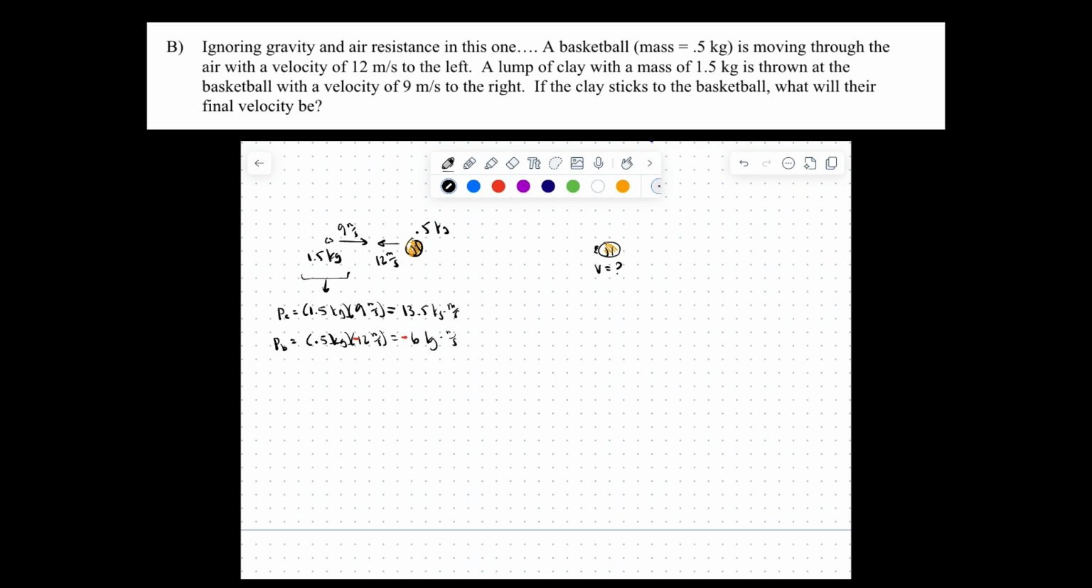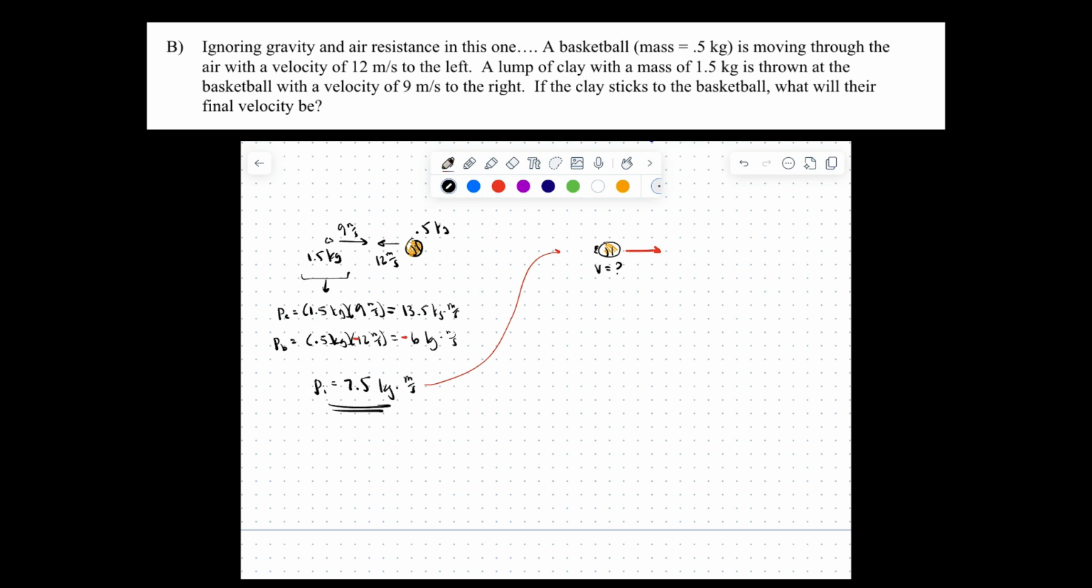So our total momentum initially is going to be those two combined, 13.5 plus negative 6. So our momentum before the collision is 7.5 kilograms times meters per second. And that is momentum to the right. And so just based on the direction of momentum, that means after this collision, they must together be moving to the right. Before they collided, our total momentum was to the right. So afterwards, we still have to have a total momentum to the right.